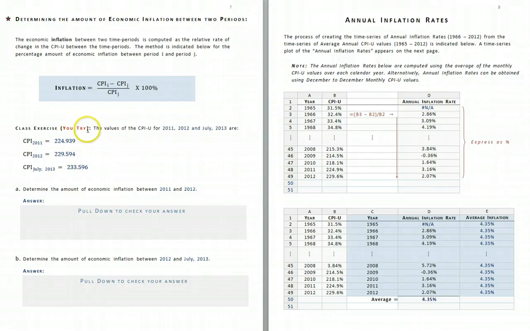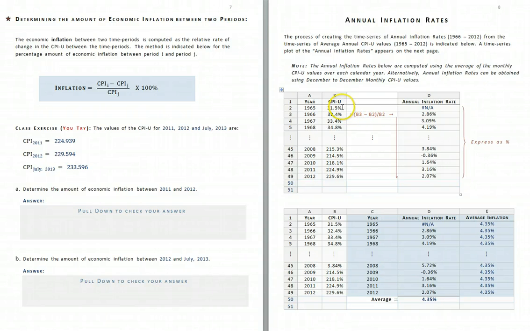Here are 2 U-try class exercises, parts A and B, that you should complete. On this next page, we have used the annual CPI-U quantities in years 1965 through 2012 to compute the annual inflation rates. We have done that by asking Excel to compute the relative rates of change in the CPI-U from one period to the next.